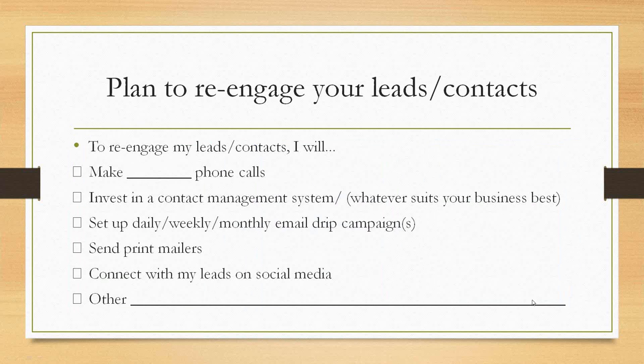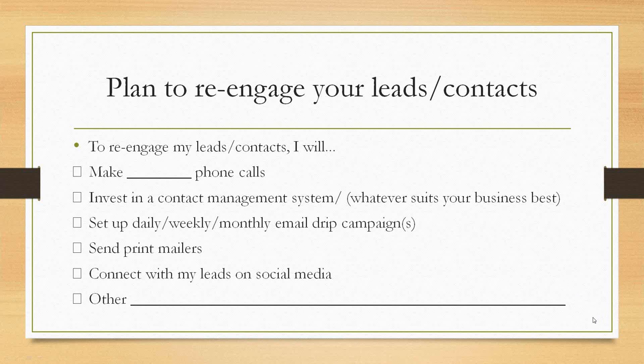So plan to re-engage your leads and contacts. To do that, what will you do? I will make 100 phone calls in a week, or 30 phone calls in a day, or 10 phone calls in a day, whatever is convenient to you, but write it here, measure it and revisit it every day. Invest in a contact management system or whatever suits your business best. Set up daily, weekly, monthly email drip campaigns. With a drip campaign, someday it goes to this area, someday to that area, someday to investors, like that. So visit that business plan time and again.